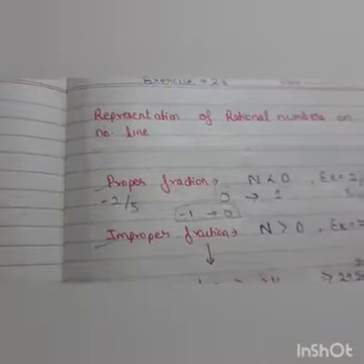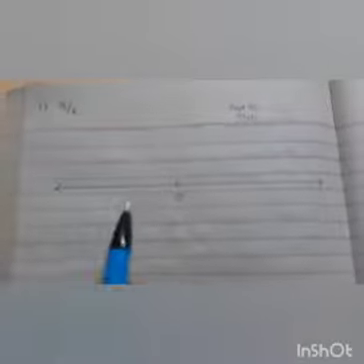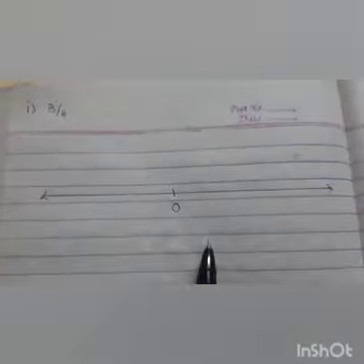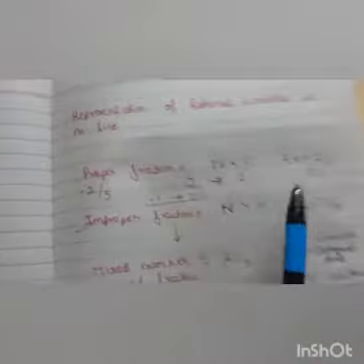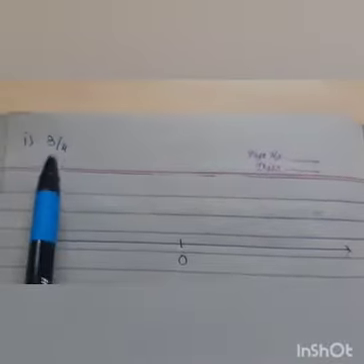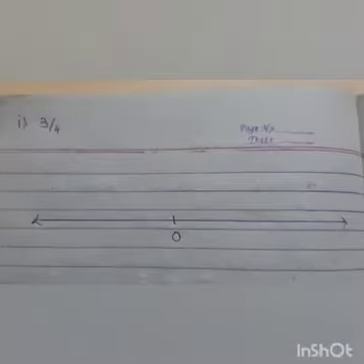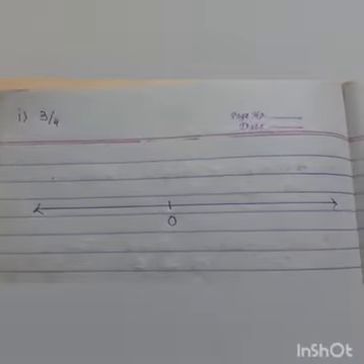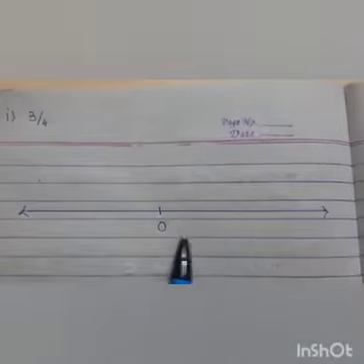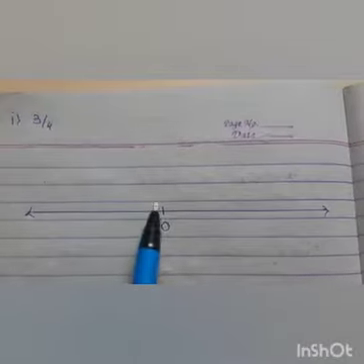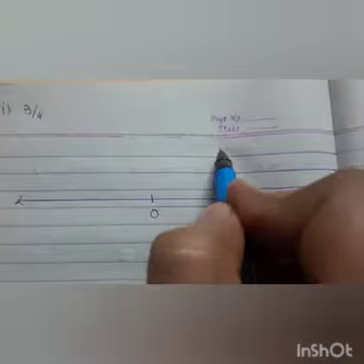So now let's start plotting. Now we need to plot 3 by 4 on this number line. Now 3 by 4 is what? It is a proper fraction because the numerator value is less than the denominator. Now see how to plot. Whenever any rational number is given, first see the denominator. In the denominator it is given what value? 4. That means divide this. Now 3 by 4 is positive, so you will go towards the right hand side.